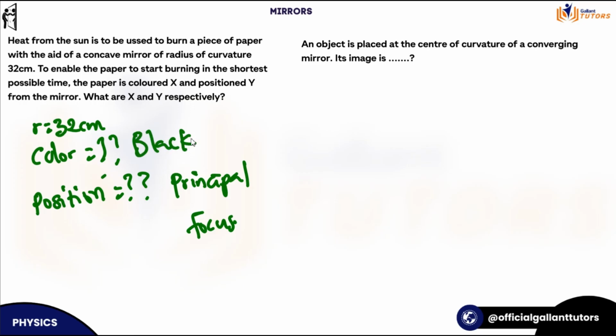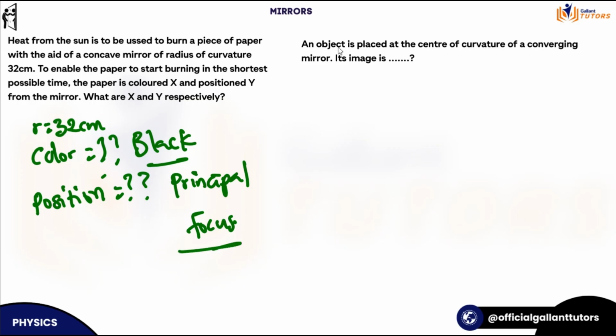That's why, during the hot season in Nigeria and other parts of the world, it's not advisable to wear black clothes. You tend to get hot very quickly. You can wear something like white, which is more reflecting. It reflects more light. So the answer here is black and the principal focus.